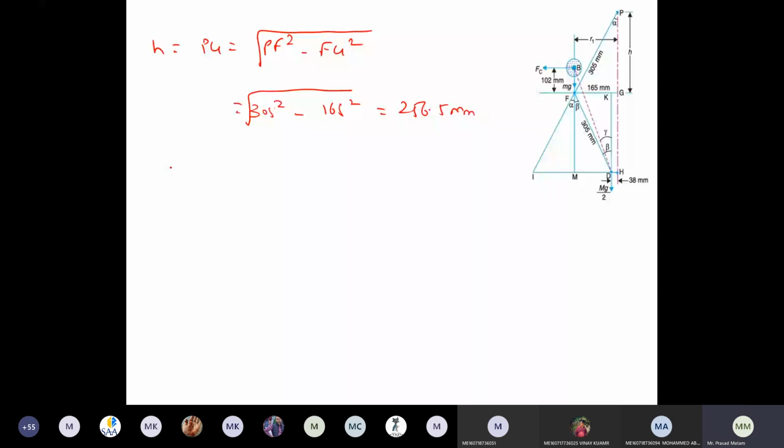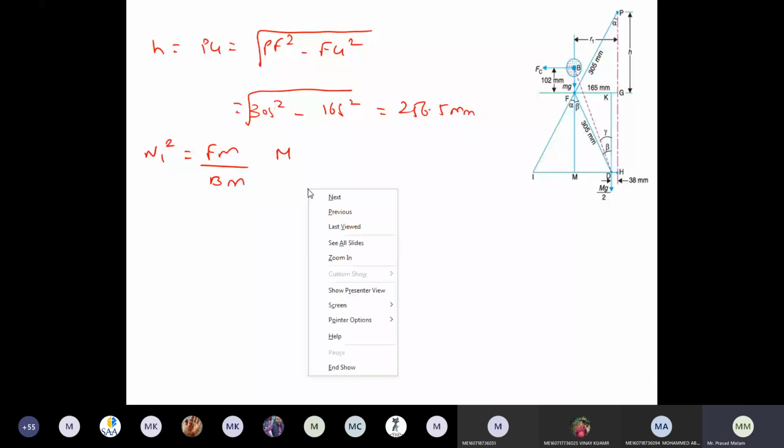Now try to find out the other parameters. Before going to other parameters, try to write the equation. N1 square is equal to, what is the formula we know? FM by BM. Now this upper arm is equal to the lower arm. Okay, M plus, one second, let me change this.